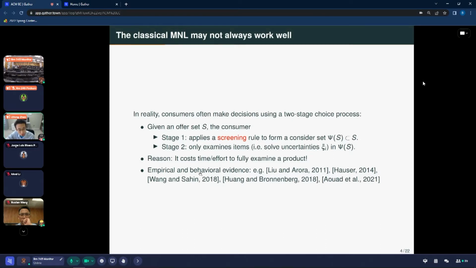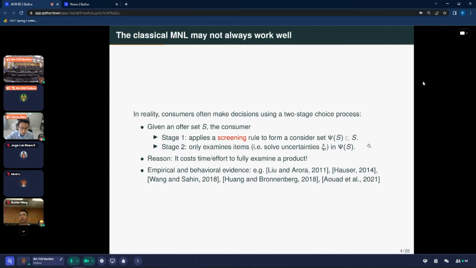However, sometimes in reality, the consumers may not make decisions that way, right? A lot of empirical and behavioral evidence actually suggests that consumers sometimes make decisions using a two-stage choice process. The two-stage process is as follows. Given an offer set S, the consumer will first quickly apply a screening rule to form a consideration set. This consideration set C(S) is a subset of the offer set. Then only in the second stage will the consumer closely examine all the items and solve the uncertainties, but that only happens for the items in this consideration set.